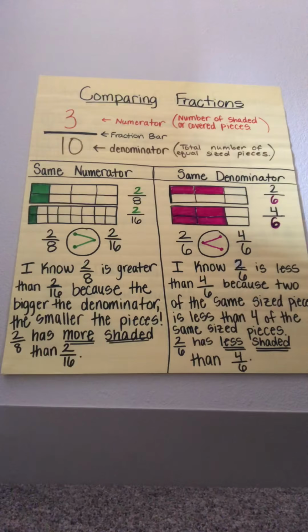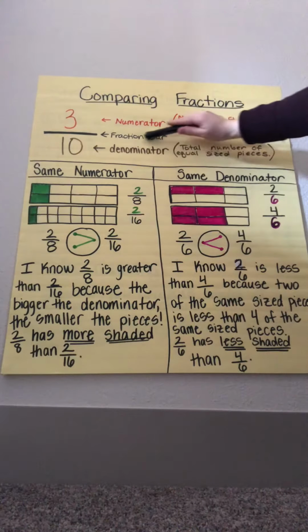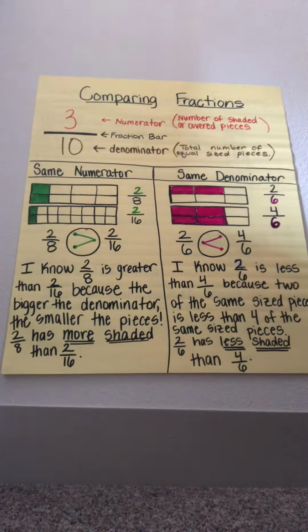So today we're going to be talking about comparing fractions. Let's start out with some basic vocabulary first. When we have a fraction, we have what we call a numerator and a denominator. This thick line in between that separates these two numbers is called a fraction bar.